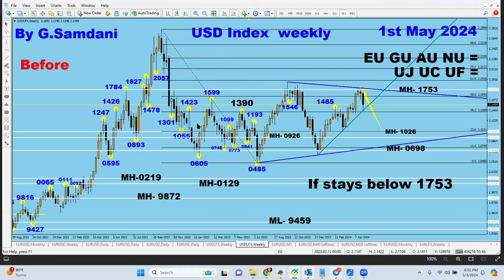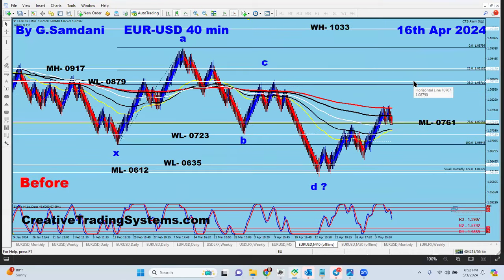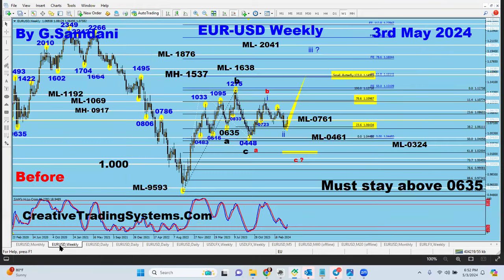That is a possibility as long as we stay above these couple of numbers, which are 1465 and 1423. So if we stay above these numbers, then maybe we're going to go to the upside again. And if not, then we might drop, right? So pay attention to that, and everything goes accordingly. If it goes to the upside, the USD is going to get strong, and this will happen.